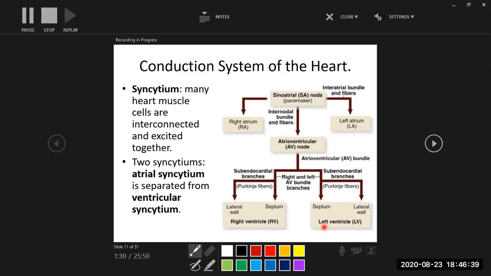Blood flows from the right atrium to the right ventricle, then goes back to the left atrium, to the left ventricle, and goes to the systemic circulation. That is the flow of the blood. But contraction-wise, it's the right and left atrium contracting together, followed by the right and left ventricles contracting together.